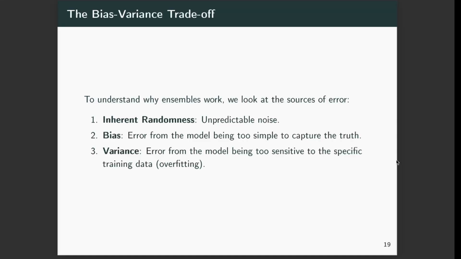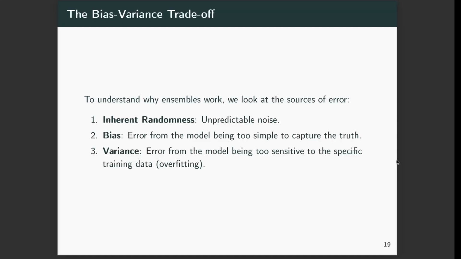The third component is variance. Variance is the error that arises when your model is too sensitive to the specific training data it was given. A highly complex model, say a very deep decision tree with no pruning, can memorize the training data perfectly. But it has learned the noise in the training data along with the signal. When presented with new, unseen data, its predictions are all over the place because they reflect training data-specific noise rather than general patterns. This is called overfitting. A model with high variance is overfitting.